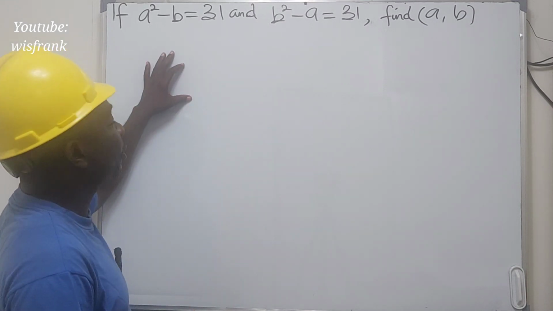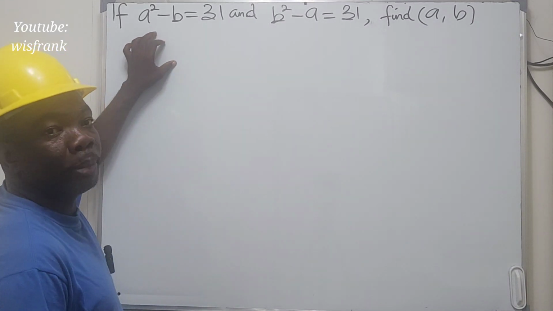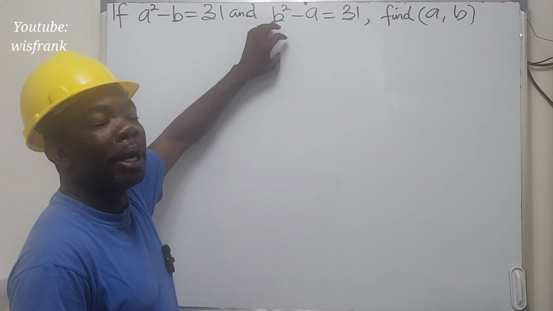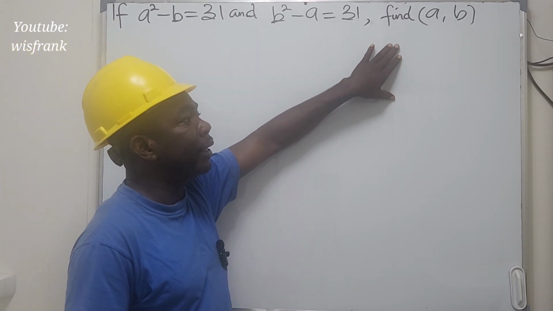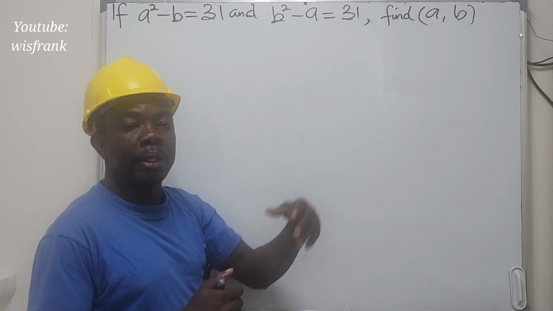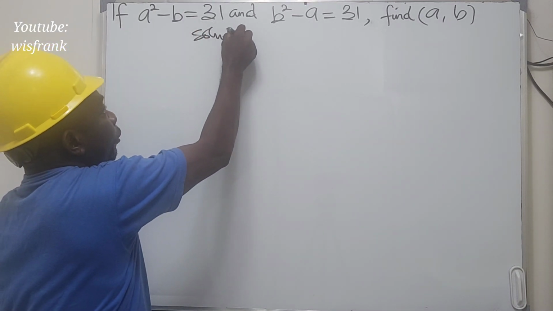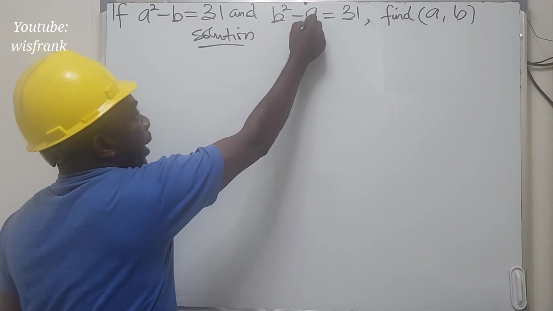Today we are looking at this question, and it says, if a to the power of 2 minus b equals 31 and b to the power of 2 minus a equals 31, find the value of a and b. So we are going to evaluate this equation for us to find the value of a and b.